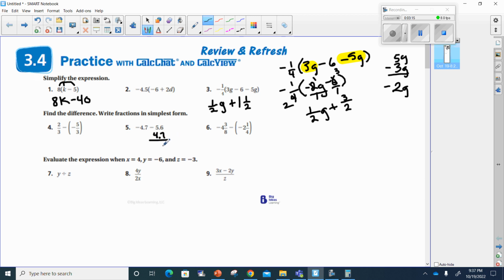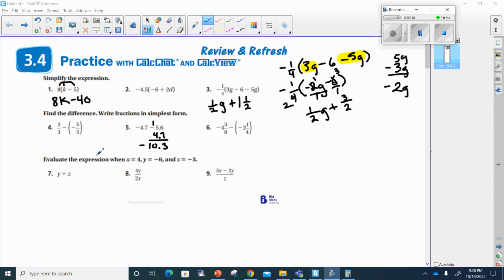6 plus 7 is 13. I'll carry the 1. And 4 plus 1 is 5, plus 5 is 10. And my decimal point is right there. Since they're both negative, it also means my answer will be negative. So -10.3 should be my answer.